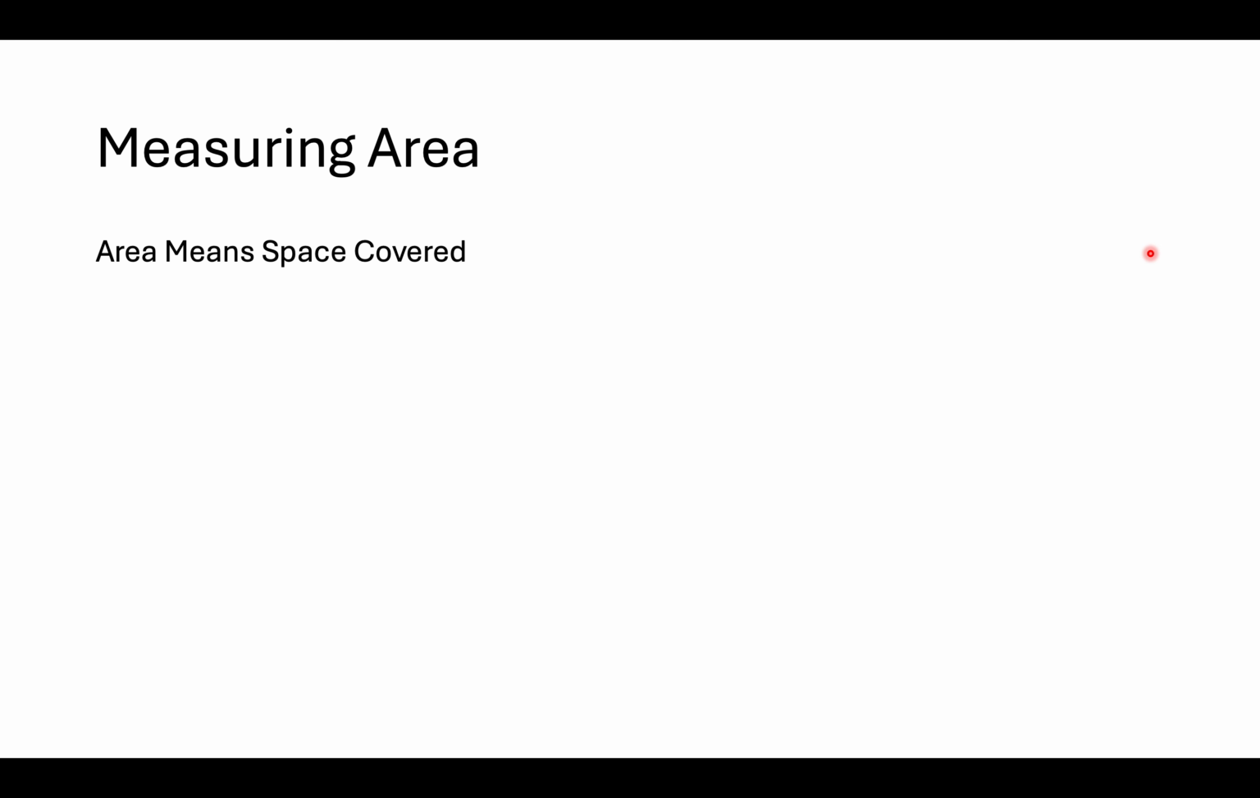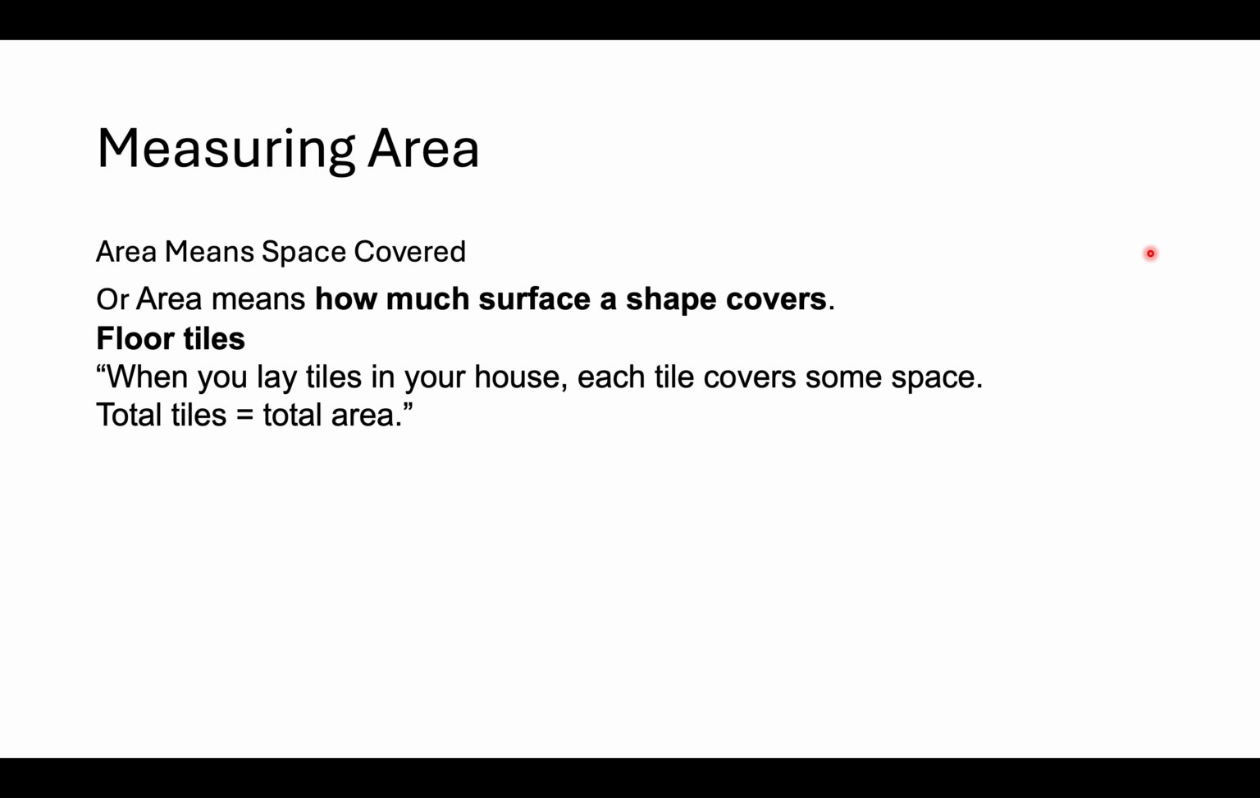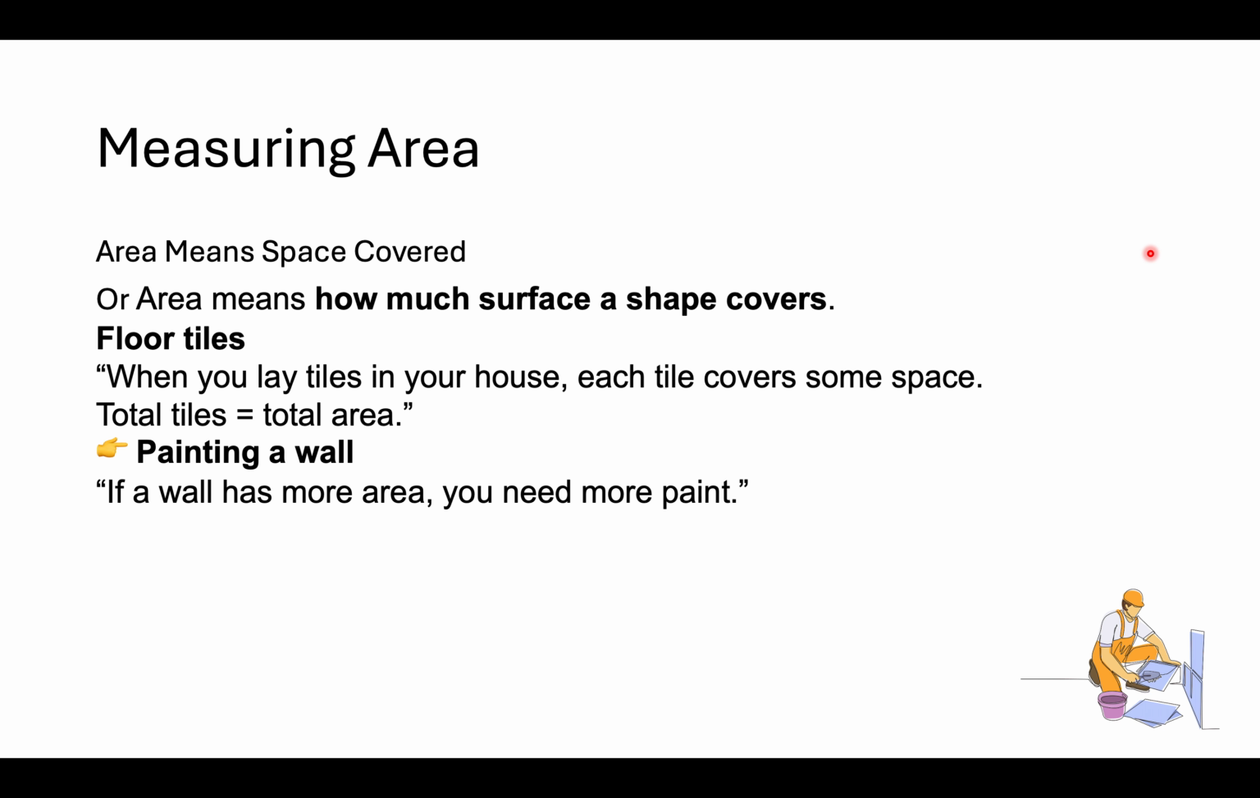Now, how do we measure area? Area means what? It simply means the space which it covers, or how much surface a shape covers, right? When you lay tiles in your house, I'm sure every house would be having a tile, unless you are really rich and have one small marble flooring. I have a tile at my home, right? So each tile covers some space. So when you count the total number of tiles, that's the total area.